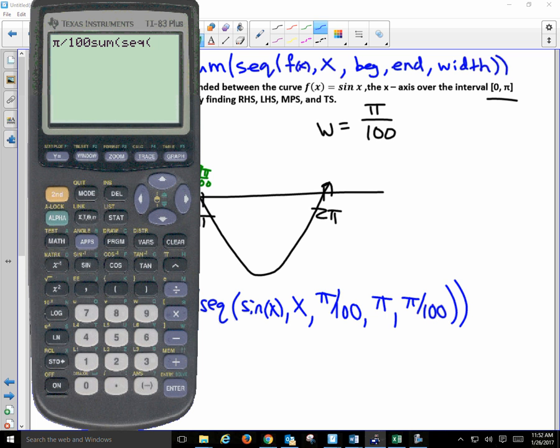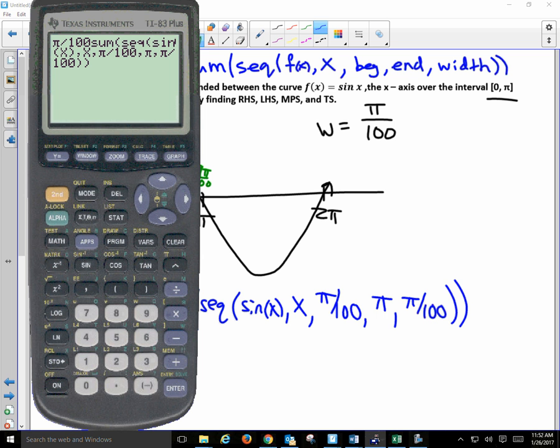And so now we enter our function, sine of x. Make sure you close that parenthesis. Comma, comma, comma, comma. And then I have to type in x. So I'm telling it that that's the variable that we're going to insert these values for. What's the beginning value? Pi divided by 100, comma. End is pi, comma. Pi divided by 100, double parenthesis.